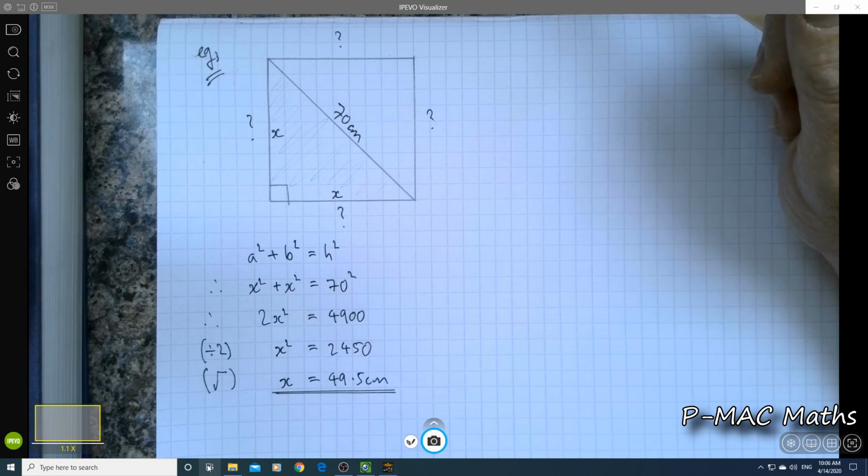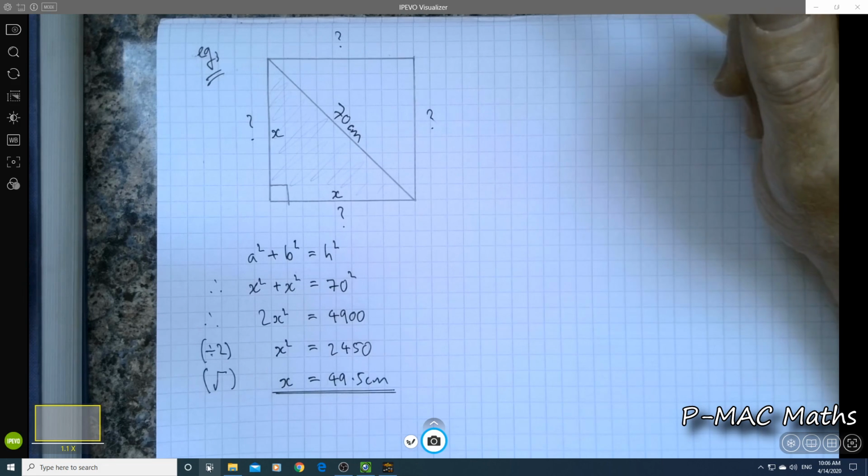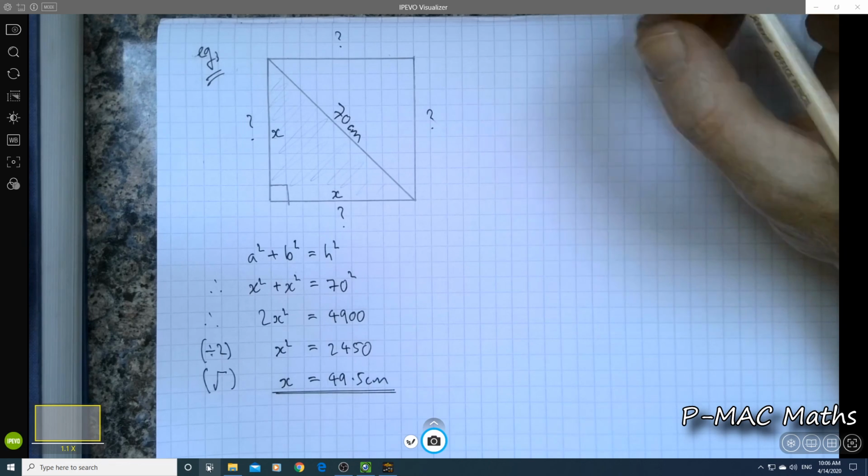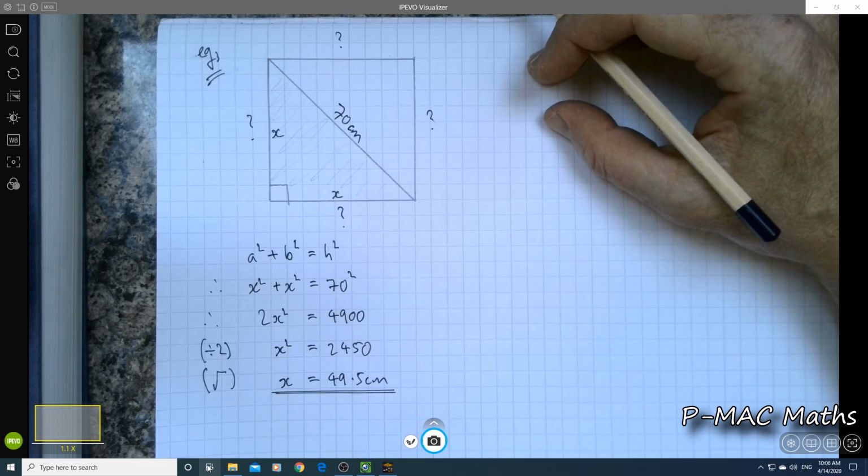Okay, hopefully that should give you an overview of the type of calculations you're going to encounter when you are working on Pythagoras' theorem. Thank you very much.